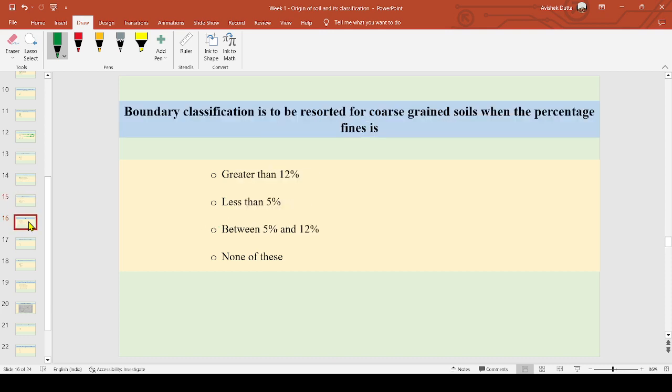So boundary classification. Boundary classification is to be resorted to for coarse grained soils when the percentage fines is. Any answer?